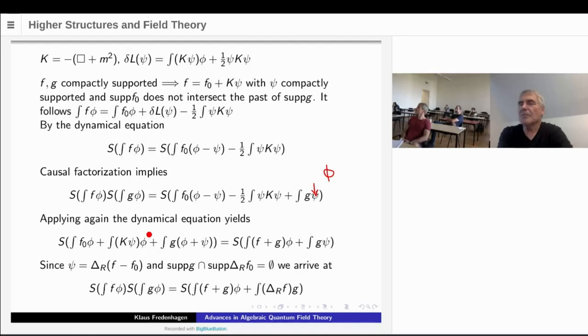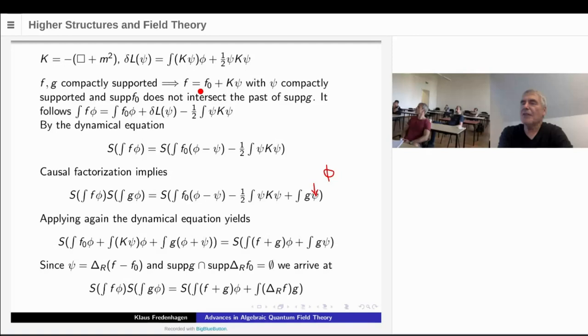Okay, now I see I get here f naught plus k applied to psi, the whole thing multiplied by phi. So this is just the original F. So I have the integral of F plus g times phi plus this additional term, integral of g times psi. What is psi? Psi is given by this equation above. So k psi is just the difference of f minus f naught.